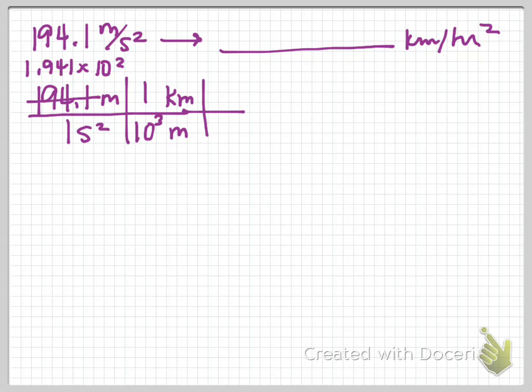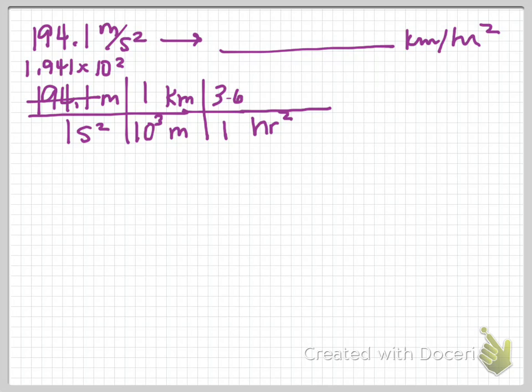Just using your powers of 10, and remember, power of 10 always goes with the base unit. So now I can go into hours squared, and there's an easy place to trip yourself up here. I know that I want my hours squared to be on the bottom, and I know I want my seconds squared to be on the top.